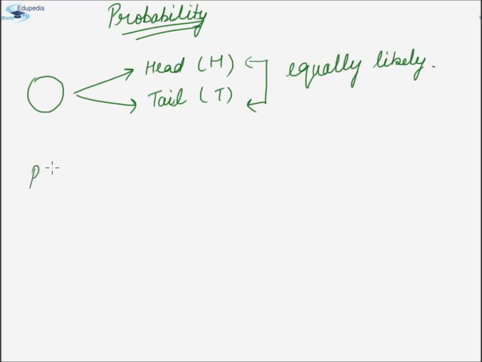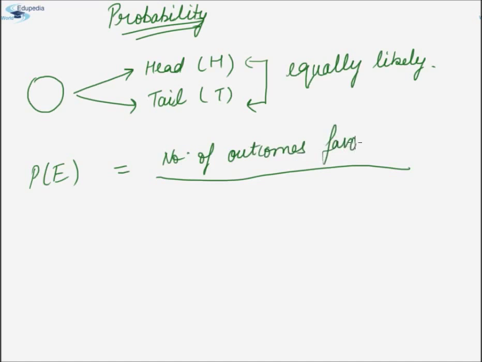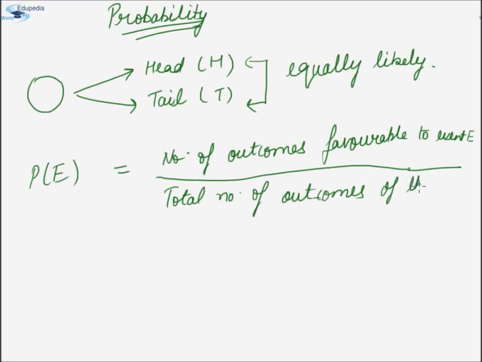And the probability of occurrence of any event according to the theoretical approach is given as the number of outcomes favorable to event E over the total number of outcomes of the experiment.